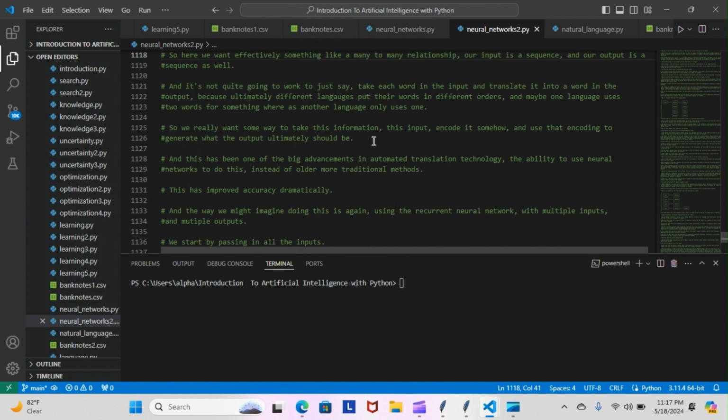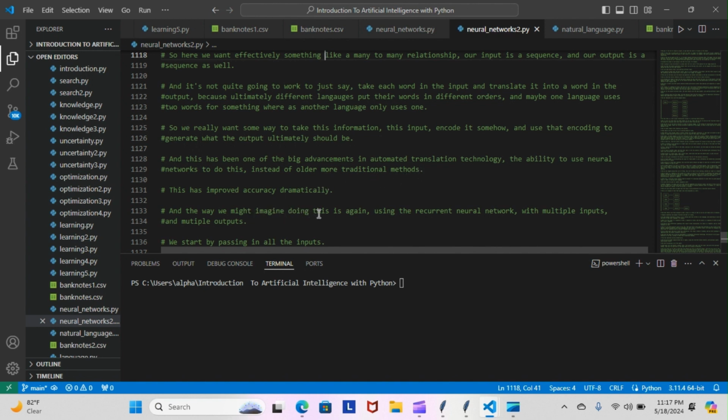So we really want some way to take this input, encode it somehow, and use that encoding to generate what the output ultimately should be. And this has been one of the big advancements in automated translation technology, the ability to use neural networks to do this instead of older, more traditional methods. This has improved accuracy dramatically.